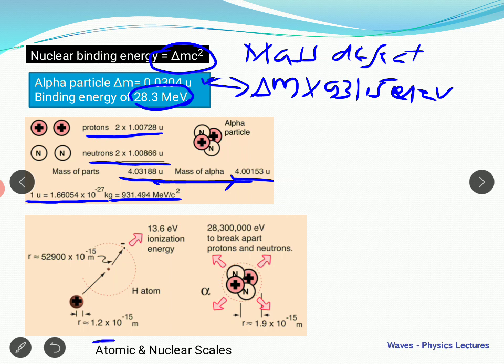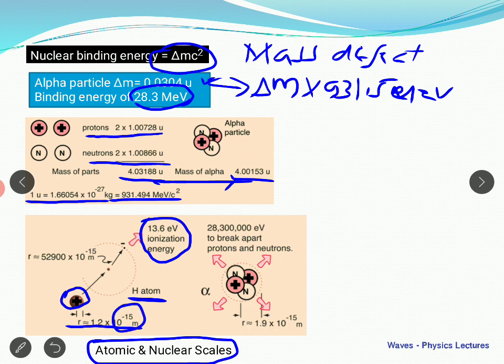One more thing that is important is that we are talking about the atomic and the nuclear scale, and let's see why they are different in nature. The first case is the hydrogen atom, where we have something called the ionization energy. That means if you want to knock out an electron from there, how much energy do we need? And that is what we call the ionization energy, which is 13.6 eV, leaving aside the sign. The radius of the positive charge, which is the proton in the hydrogen atom, is 1.2 into 10 to the power minus 15, so approximately 1 Fermi.